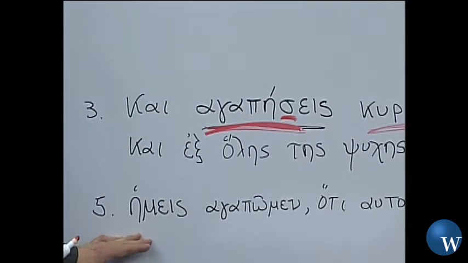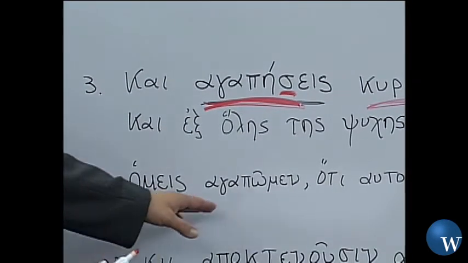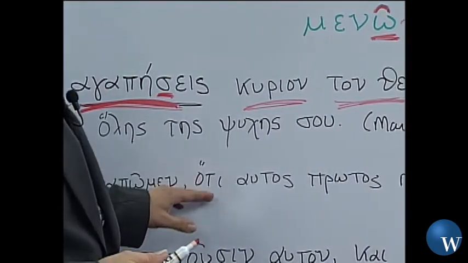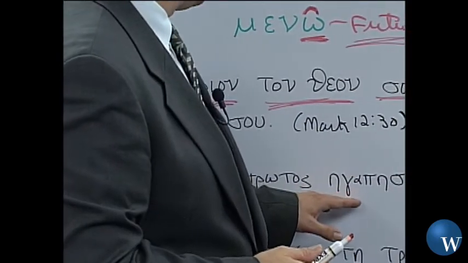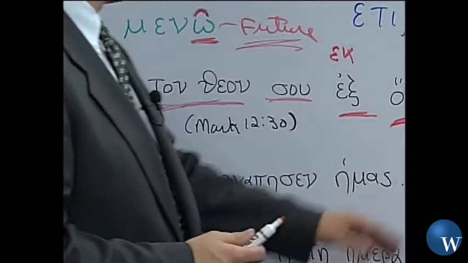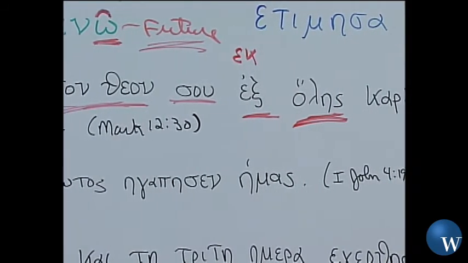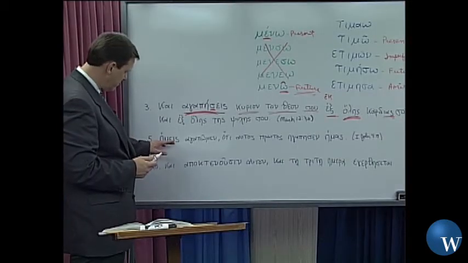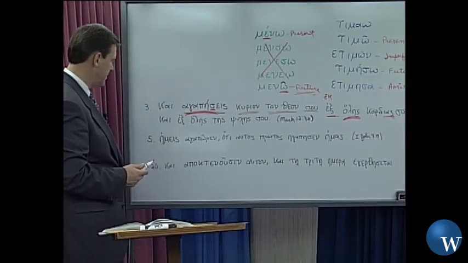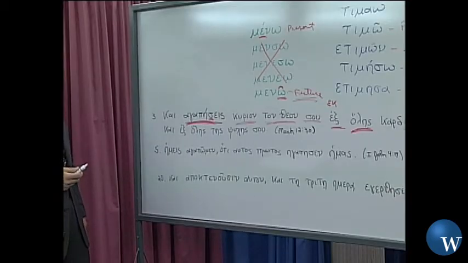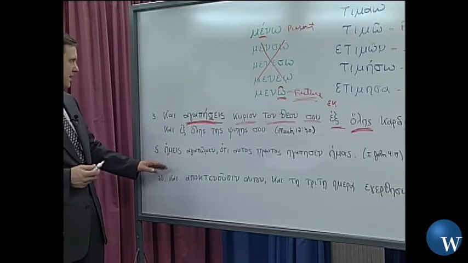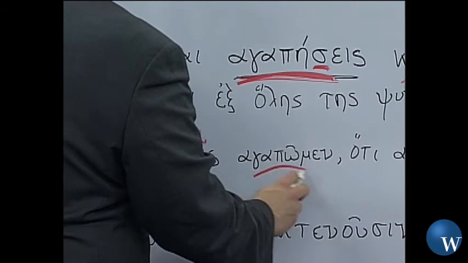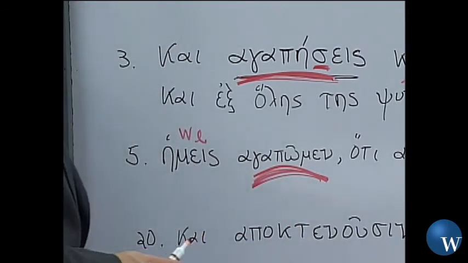All right, let's take a look at sentence number 5 now. Hemes agapomen hoti autos protos agapesen hemas, from 1 John 4:19. Now, hemes, hemon, hemin, hemas. If you decline that, nominative case, first person plural, we. So, we, and then notice this right here. This is interesting as to what's happened.